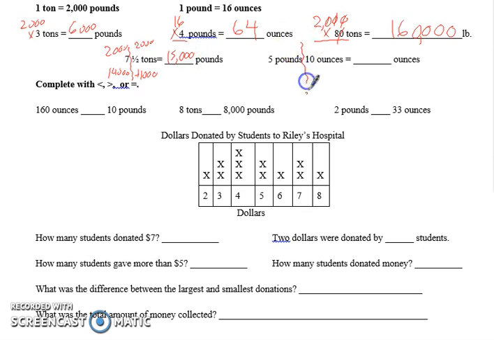Over here I'm splitting right here to get to ounces. Change pounds to ounces. So 5 times 16 is 80. This is already in ounces. So I got 80 plus 10 is 90 ounces.